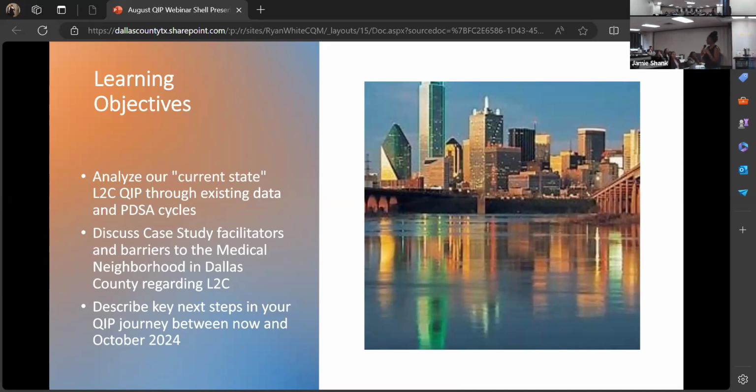We all are part of one big neighborhood, one big family. We all do different things, but for the same purpose. And then we'll talk about our next steps in the QIP journey, the things we're going to do between now and October, which is like 2 months. I can't believe we're already in August. Okay, next slide.